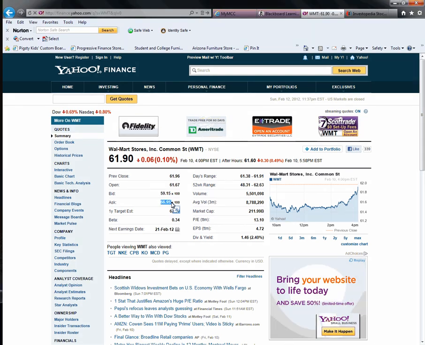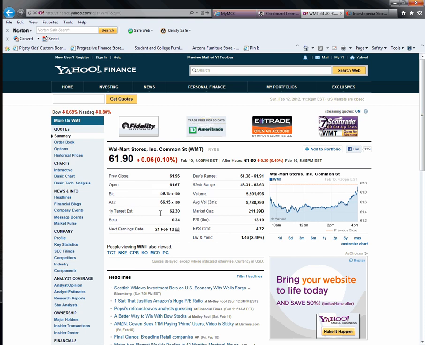The bid, so the number bid that they have right now at the stock market. Someone's trying to buy 59.15 for each share, and they want 100 shares. The asking price currently is about $66.95 for 100 shares. Okay, so they think that they're going to be selling at about $62.30 for the year.